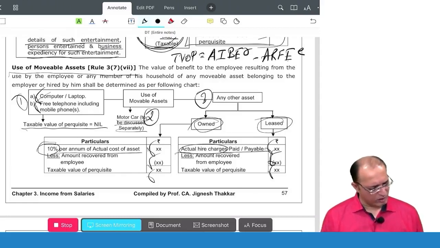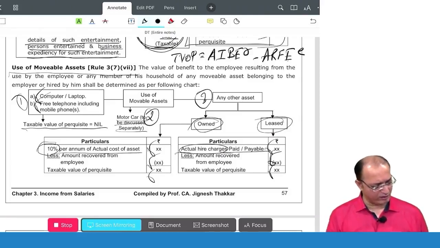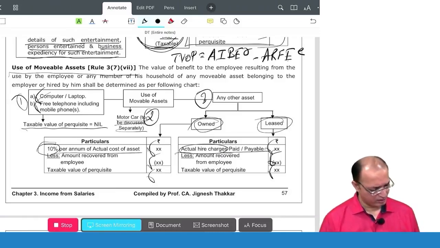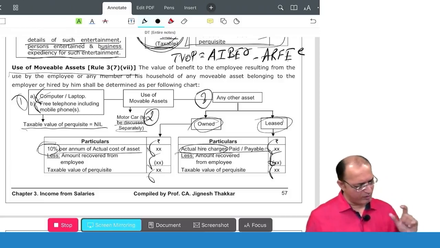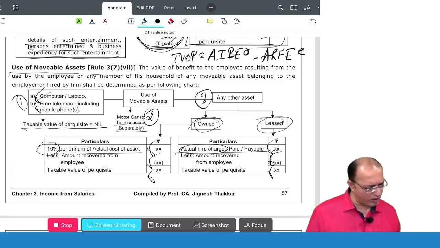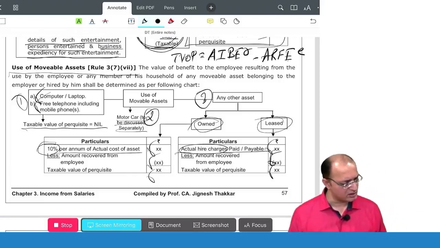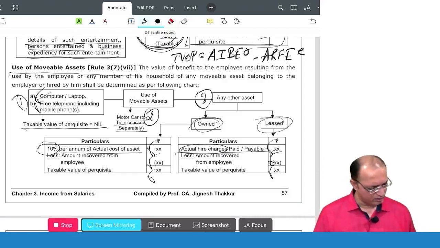40,000. You are calculating income for which year? You are calculating income for financial year 2021. During this financial year 2021, this camera is sold to the employee on which date? 1st October 20, right? So for how many months did the camera belong to the employer and was used by the employee? 6 months, that is April to September.